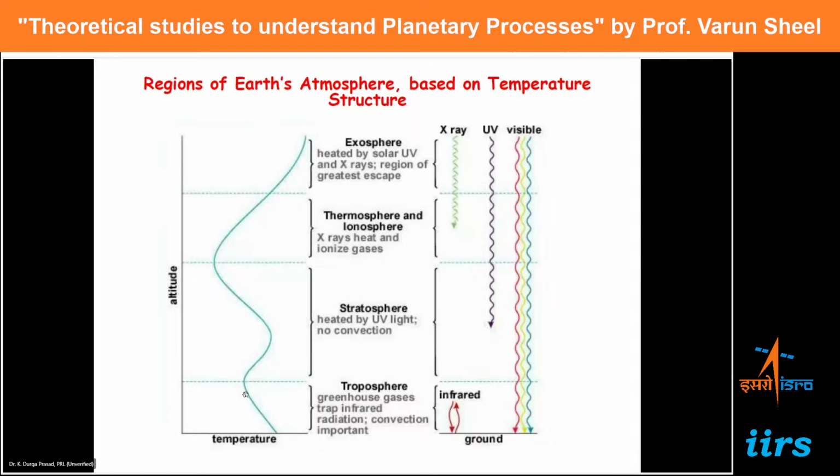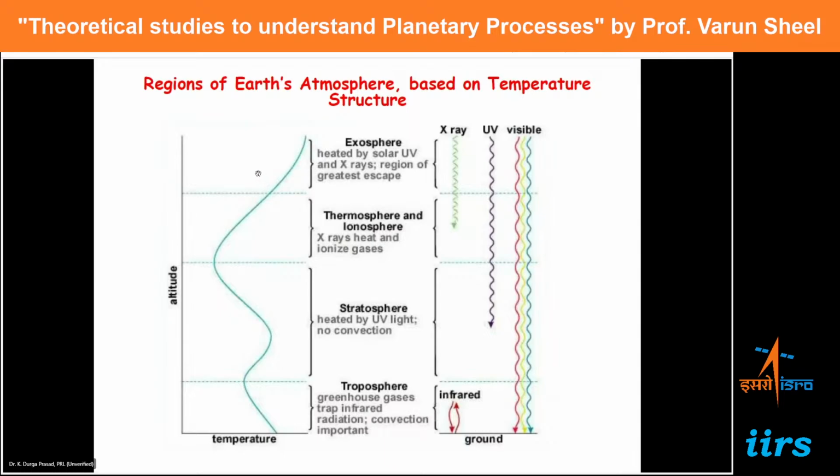Similarly, as you go to the stratosphere, your density decreases. You almost do not have any convection, and mostly this part of the atmosphere is heated by ultraviolet light. Ultraviolet is transparent to the top layer, but it gets absorbed here. If you go up, we call it the thermosphere and ionosphere. Here you will have X-rays. These X-rays heat and ionize the gases in this region, and beyond which you have an exosphere.